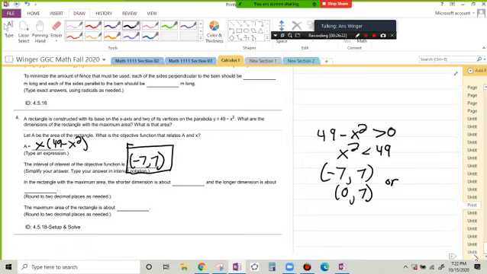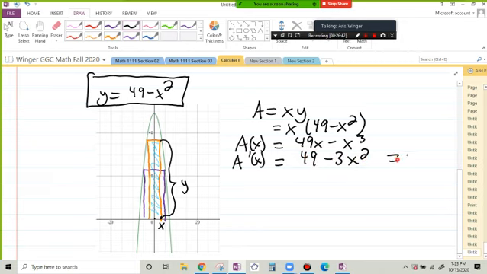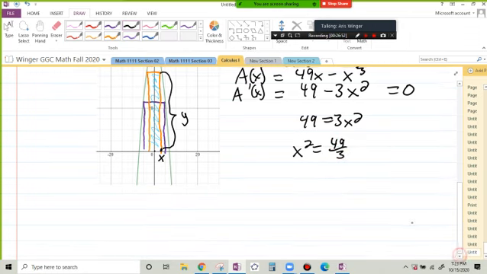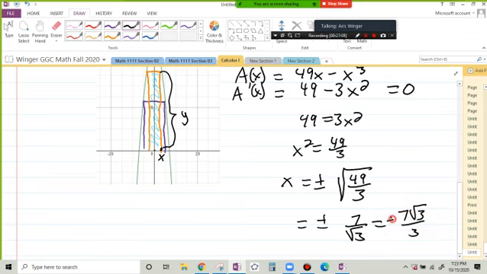All right, so let's go ahead and find it now. We distribute: A as a function of x only is 49x minus x cubed. The derivative, A prime of x, is 49 minus 3x squared. We want that to be 0. Nice and funky: 49 is equal to 3x squared, so x squared is equal to 49 over 3. X is equal to plus or minus the square root of 49 over 3, so x is plus or minus 7 over the square root of 3, which we can rationalize to be 7 square root of 3 over 3, plus or minus.